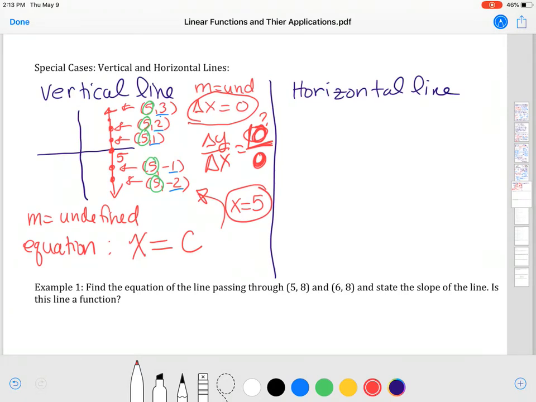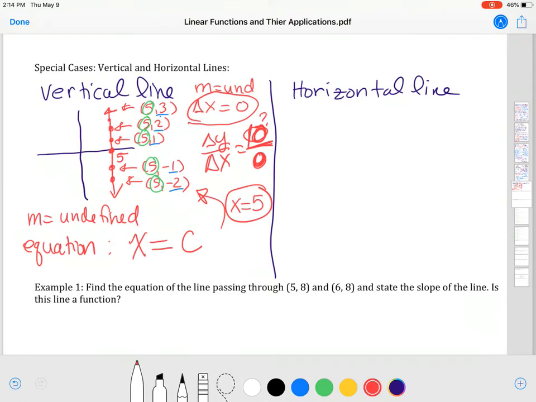Notice that there is no y in my equation. It doesn't matter what y is. X is always going to be the same value. That's why you don't see y anywhere in this equation. So for a vertical line, the equation is always going to be x equals a constant, in this case x equals 5.